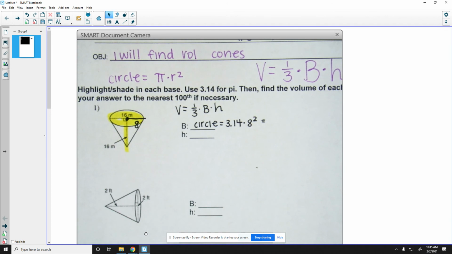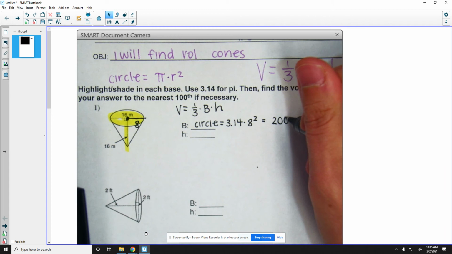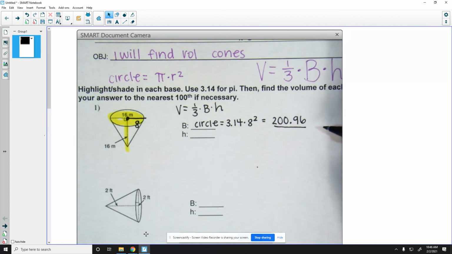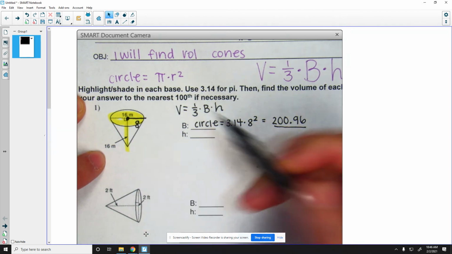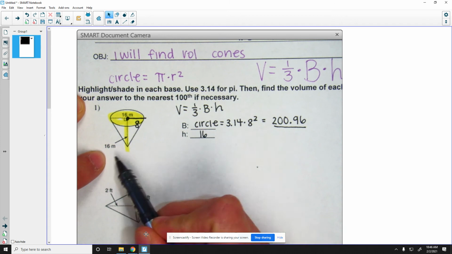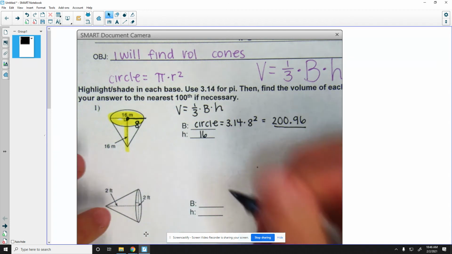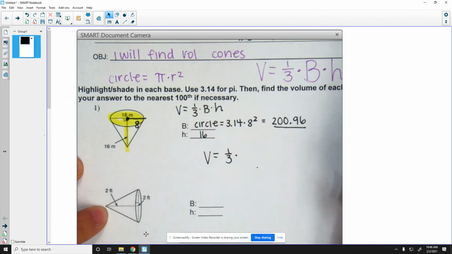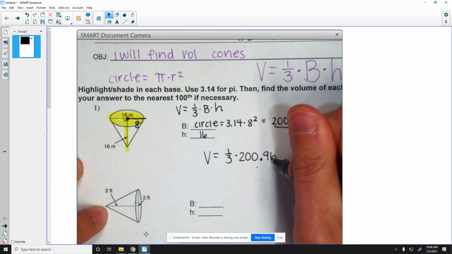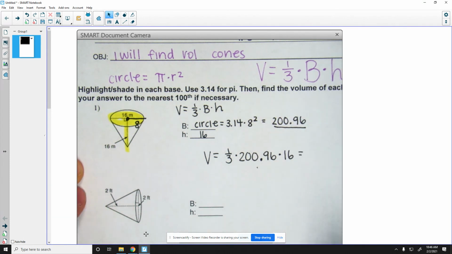Did someone do that yet? Taylor? 200.96. Okay. And then my H is my height. How tall is my entire shape? So Valeria, how tall is this whole shape? Because it goes through the whole thing. You're looking for that line. Good job. So it's 16. Remember, lowercase, just grab a number. Uppercase, you got to do a problem first. Okay, so now you're ready to go. V equals 1/3 times B, 200.96, times H, which is 16.